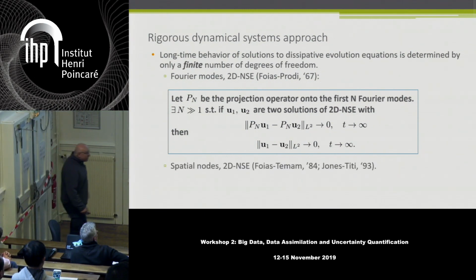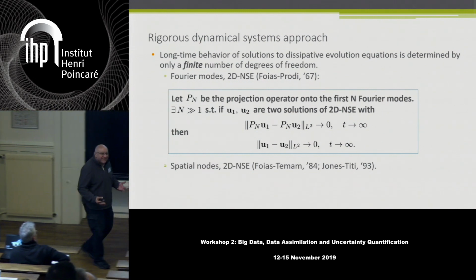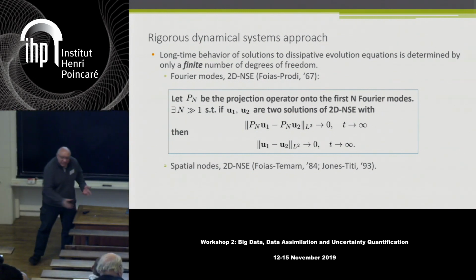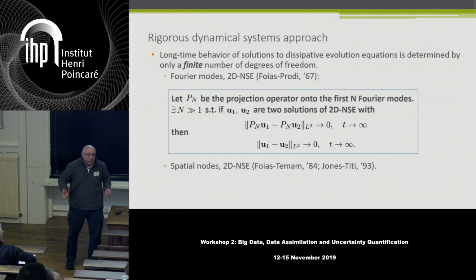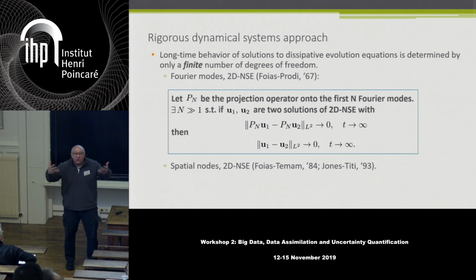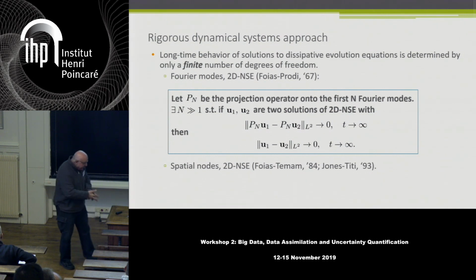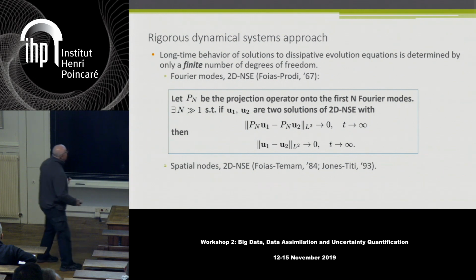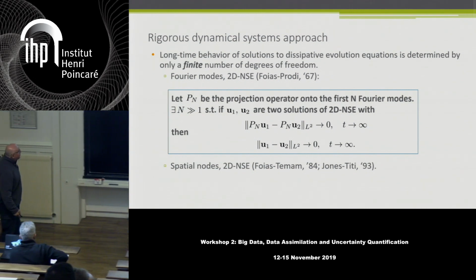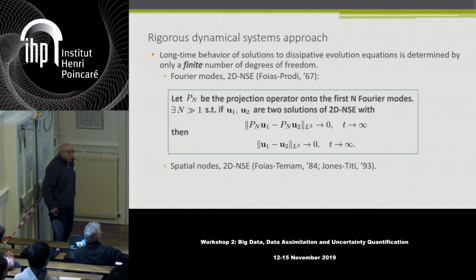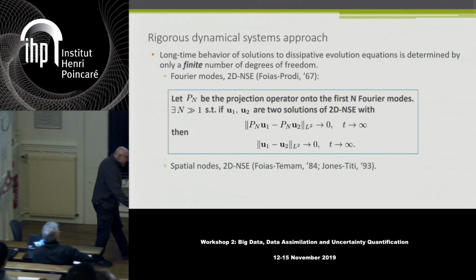Okay, now, of course, we do not measure Fourier modes. However, we measure the fluid at certain points and so on and so forth. Can one really go into something more specific? The next result was by Foias and Temam, and then later by Jones and myself, where we got estimates talking about nodes. What does it mean?